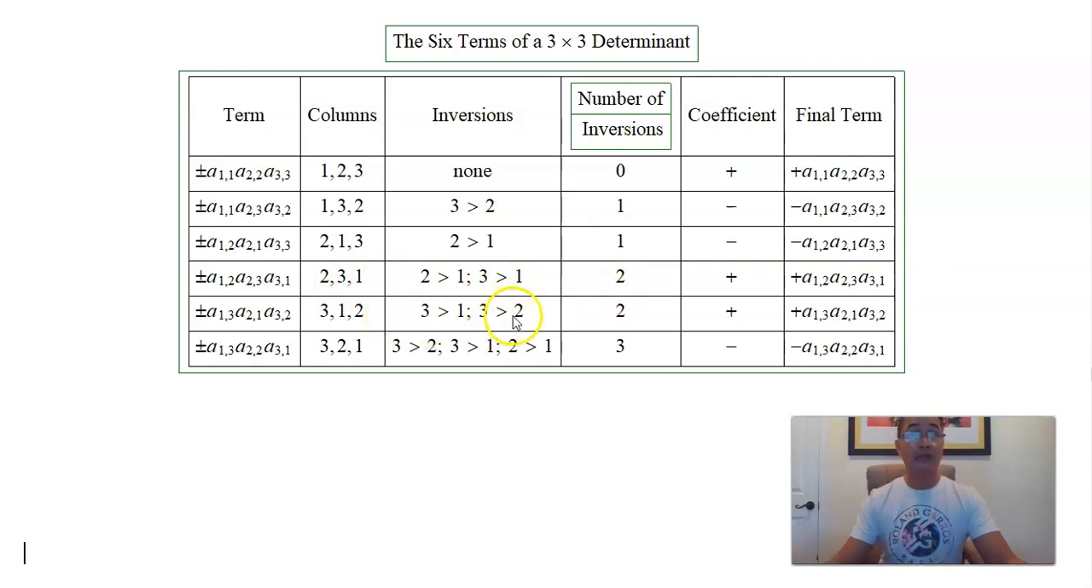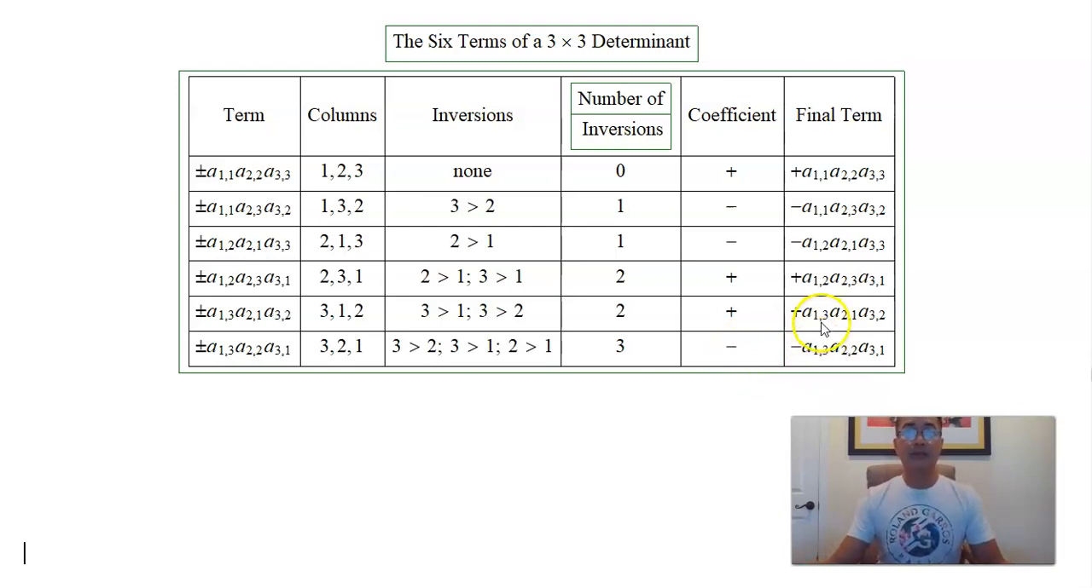The next one is what we just did earlier. So these also have positive contributions. Last one, 3, 2, 1. 3 is bigger than 2. 3 is bigger than 1. And 2 is also bigger than 1. So there are 3 inversions. And of course, this is the exact opposite order as 1, 2, 3. So this will have the most number of inversions. But since there are 3 inversions, it will have a negative coefficient in the formula for our determinant.